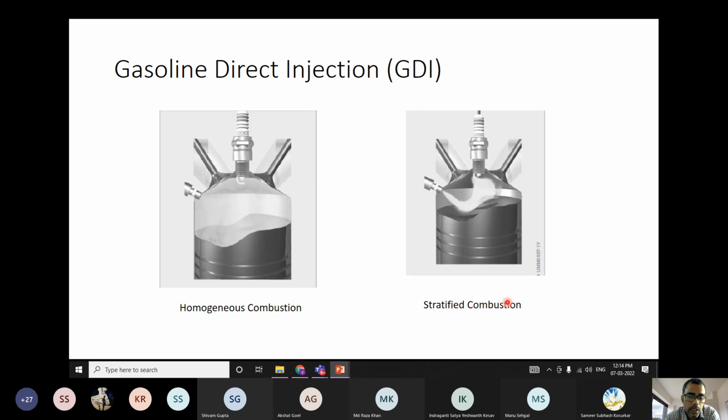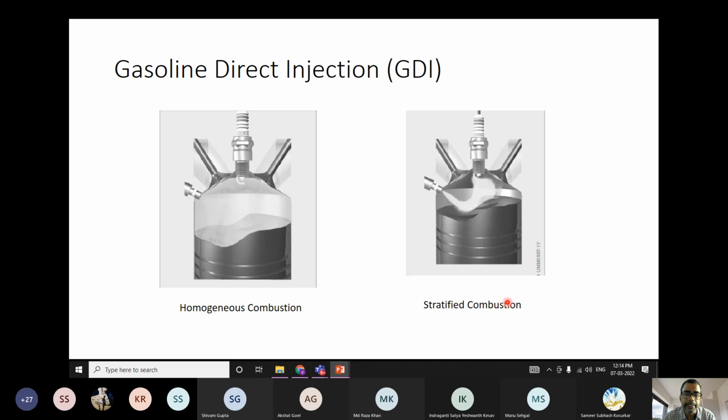So in homogeneous combustion mode, the fuel injection takes place in the intake stroke, or the end of injection may take place at most at the beginning of the compression stroke. And the fuel injection is going to take place at high pressure compared to the PFI part. PFI, as we have studied, has only 3 to 5 bar.